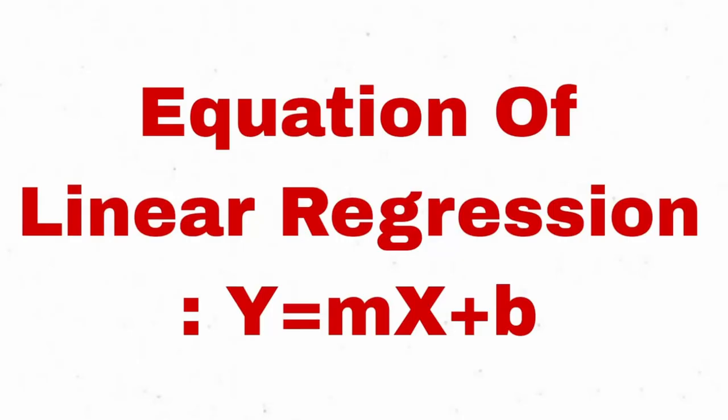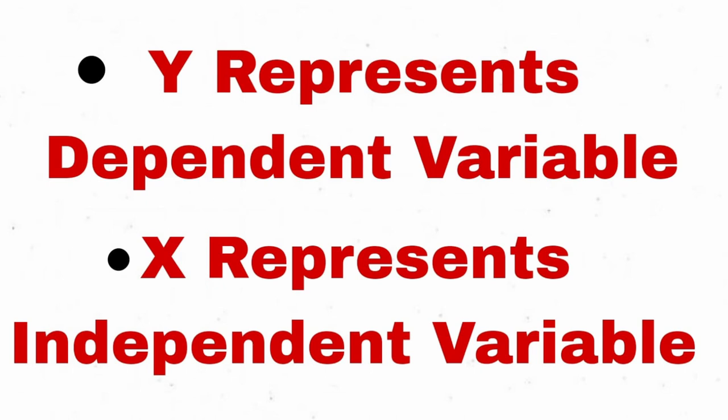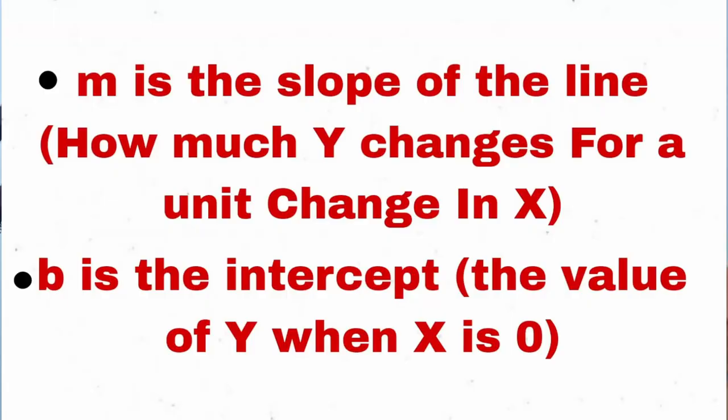The linear regression equation is y = mx + b, where y is the dependent variable and x is the independent variable, m is the slope of the line, which means per unit change in x, how much the value of y will change, and b is the intercept, which means what the value of y will be if x is equal to 0.